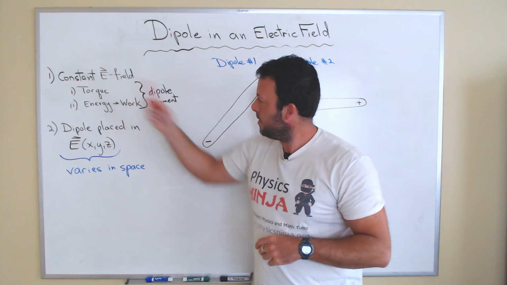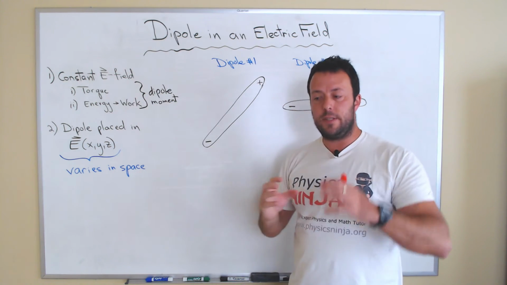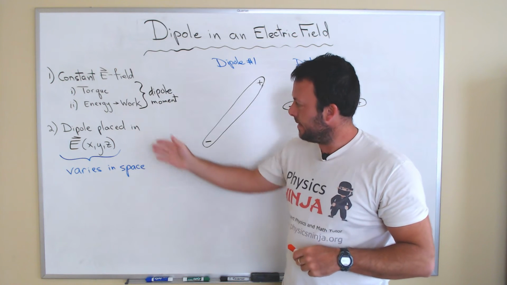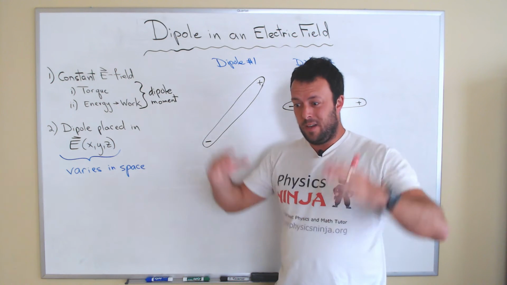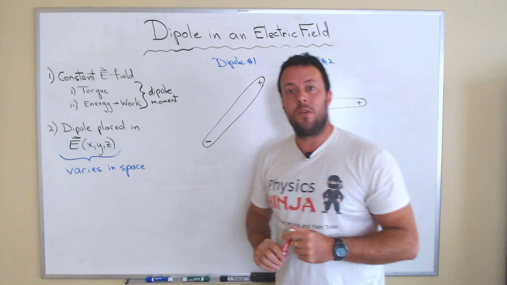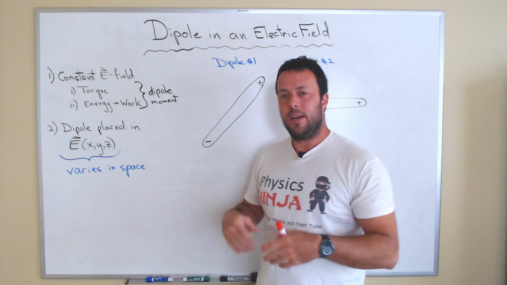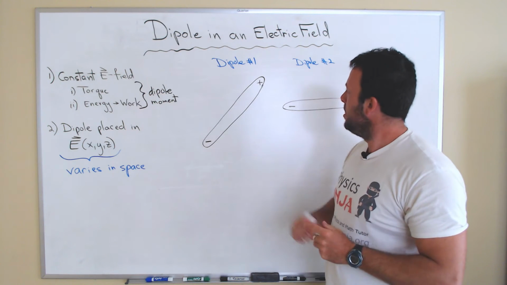We're going to look at the torque on the dipole. We're going to look at the energy associated with rotating a dipole in that field. And in the second case, I want to actually make the field vary in space. So we're going to place the dipole in an inhomogeneous electric field, and we're going to see what happens to it.